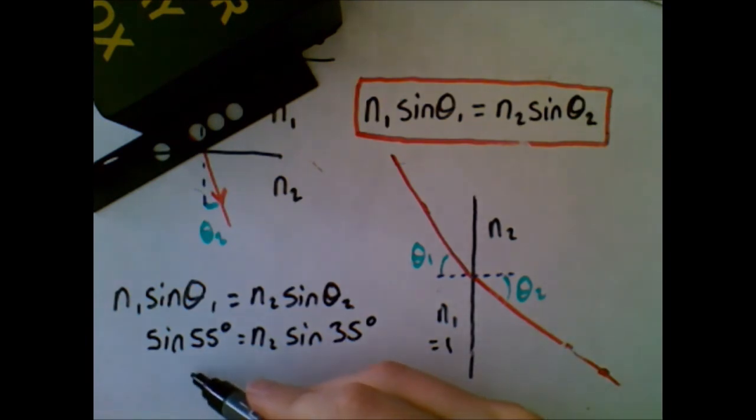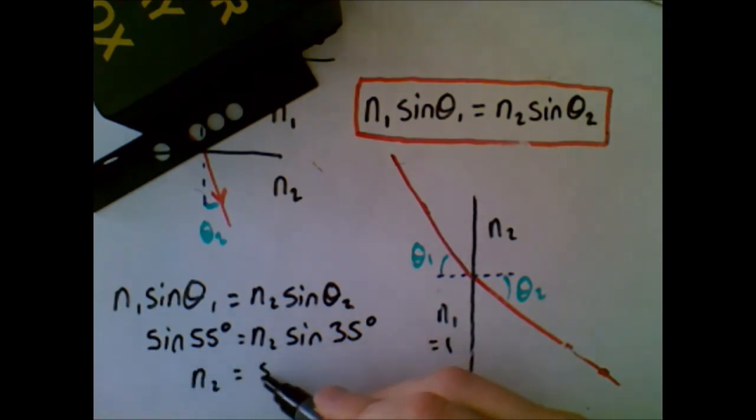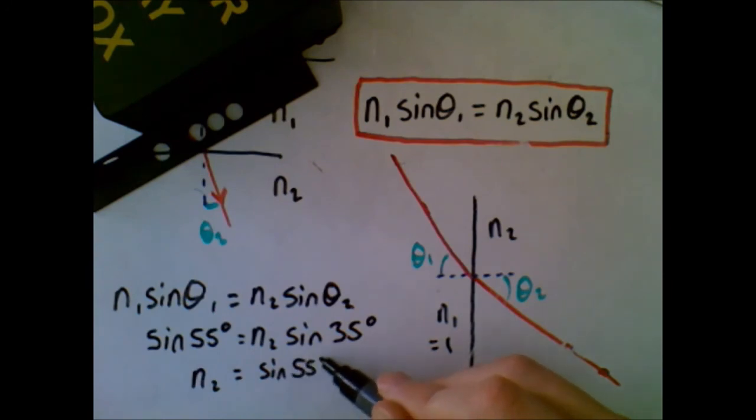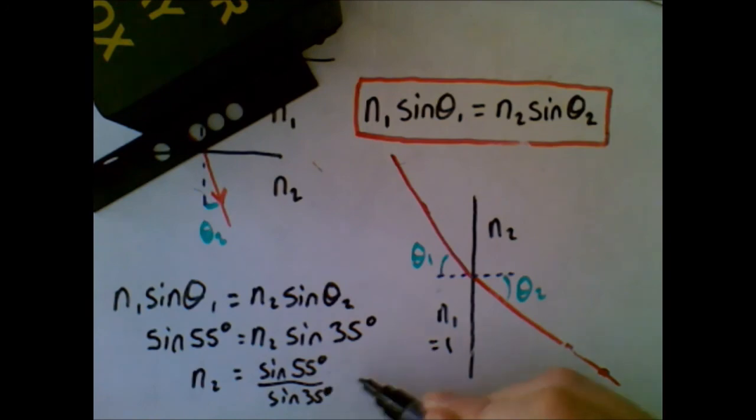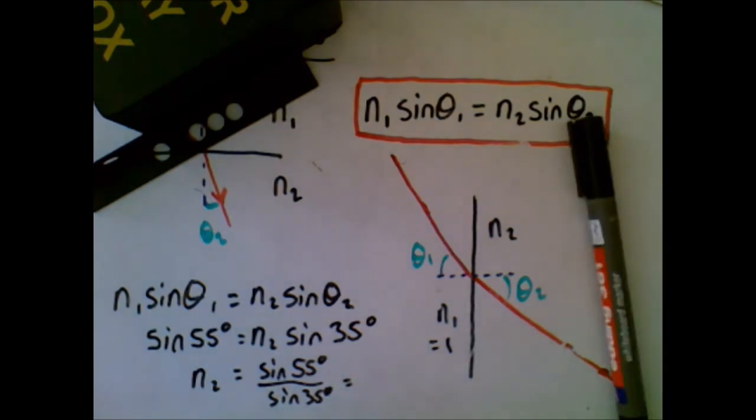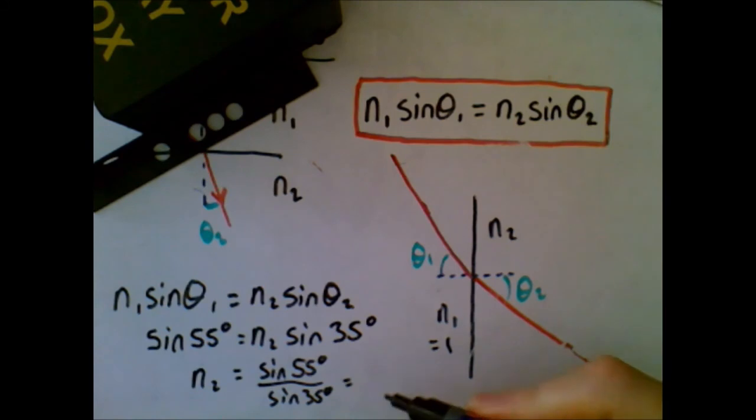Okay, which means that n2 is going to be sine 55 degrees divided by sine of 35 degrees. We can put that into our calculator and it will give me my answer. And so the answer in this case is about 1.4. I should have mentioned this earlier: because refractive index is a ratio of speeds, it has not got a unit. It's just a ratio, so my answer there is 1.4.